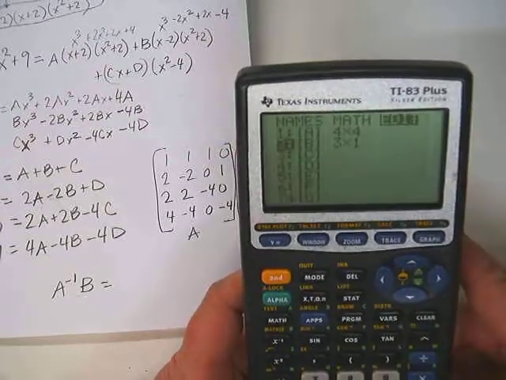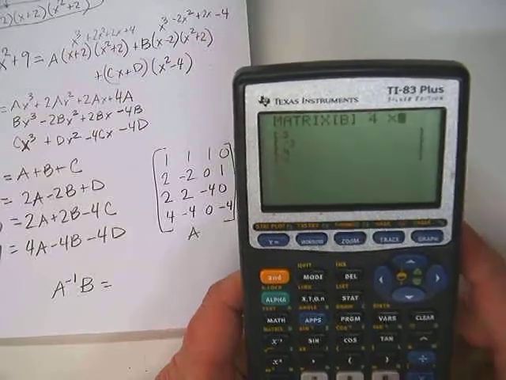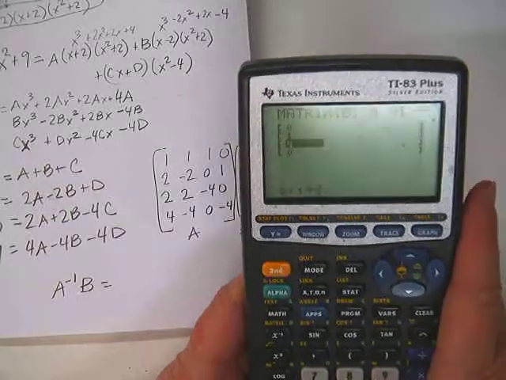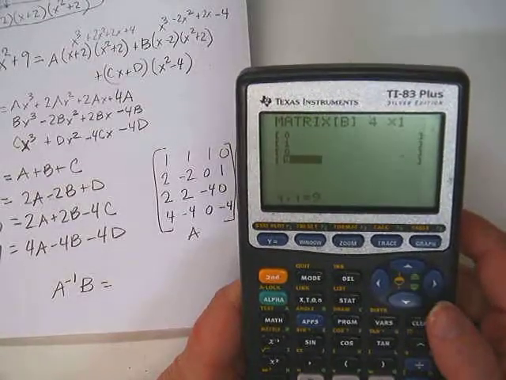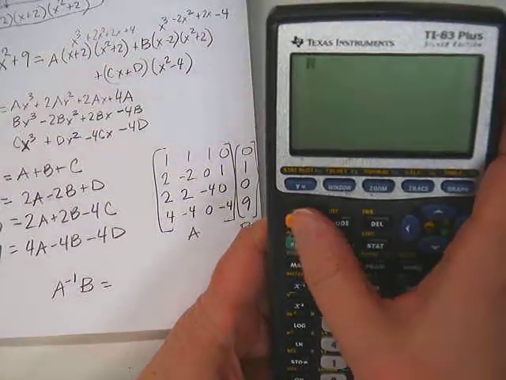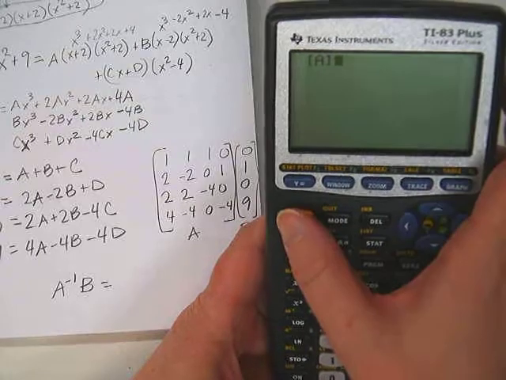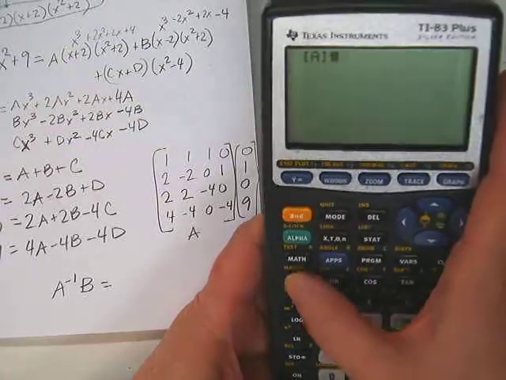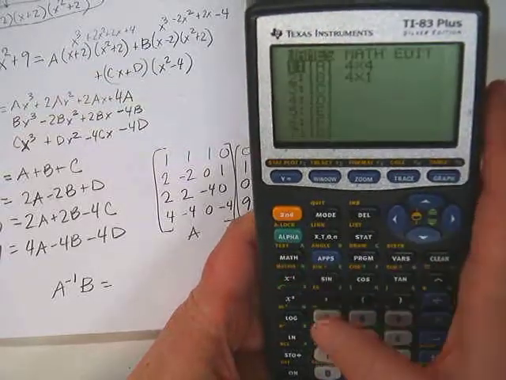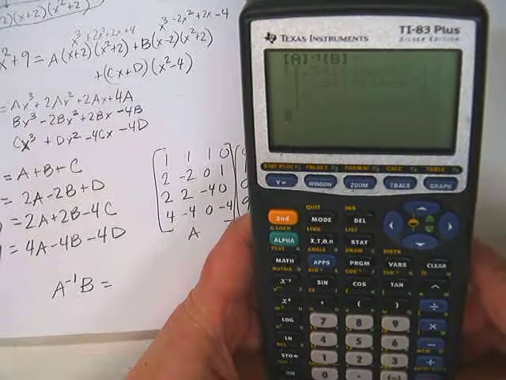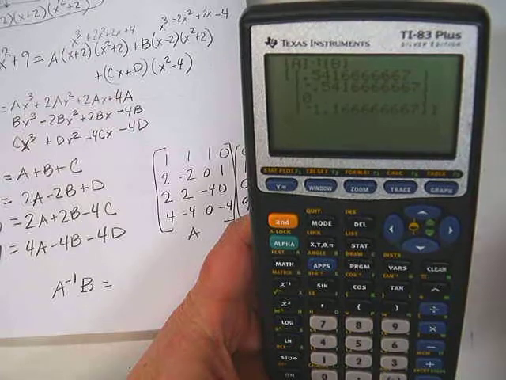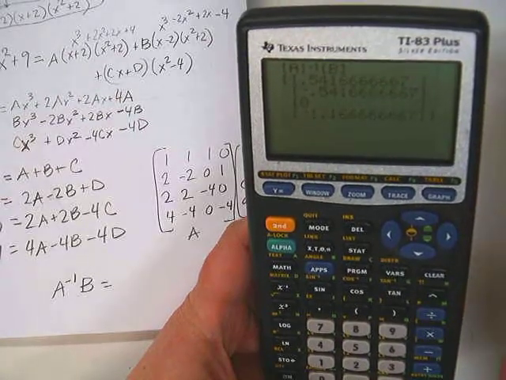Okay, then I quit. I go second matrix. I go over to edit. I choose B. I change it to a 4 by 1. Then my 4 by 1 is 0, 1, 0, 9. Okay, then I quit out of there. And I go to my main screen and I just go second matrix, choose matrix A, do the inverse matrix thing, the little -1 power, and then go second matrix, choose matrix B, hit enter. Oh, those are ugly.